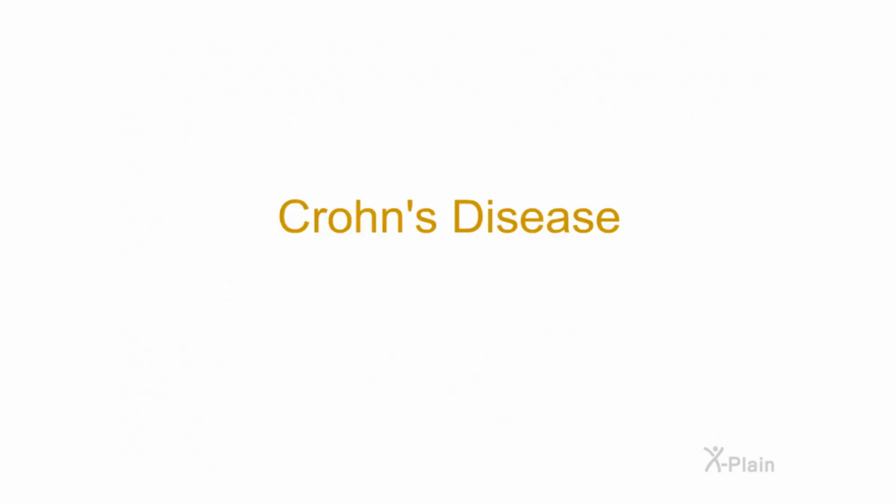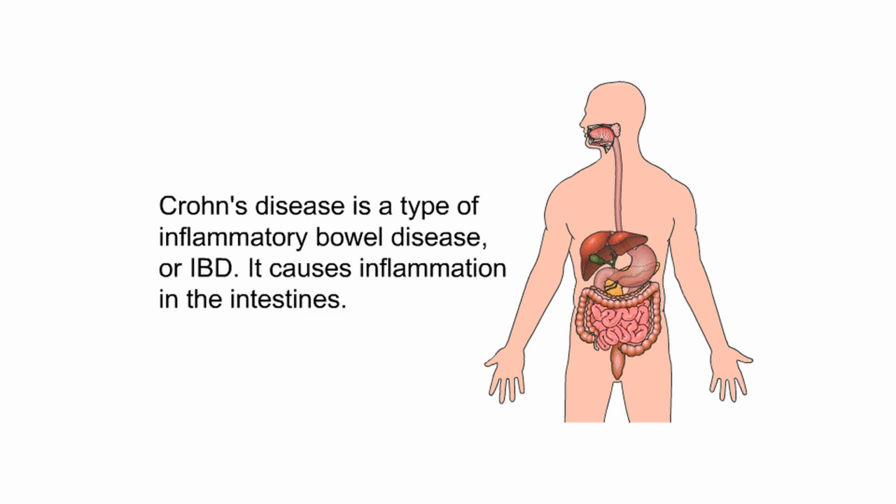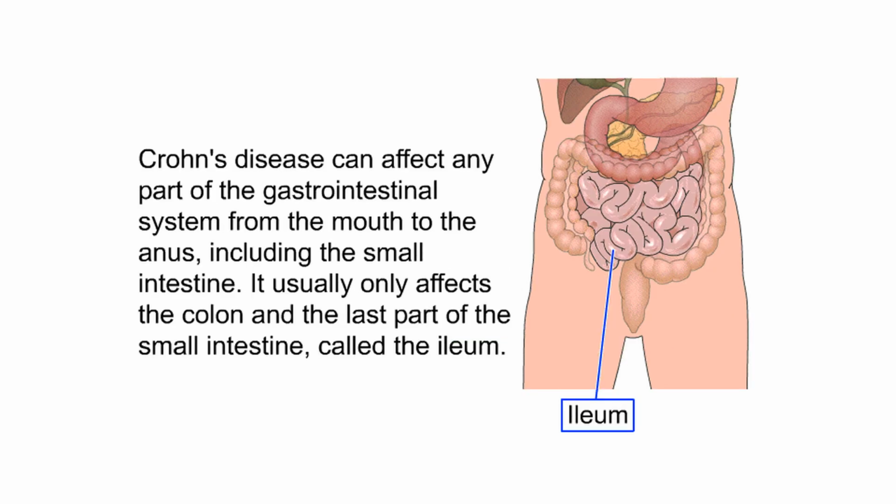Crohn's disease. Crohn's disease is a type of inflammatory bowel disease, or IBD. It causes inflammation in the intestines. Crohn's disease can affect any part of the gastrointestinal system from the mouth to the anus, including the small intestine. It usually only affects the colon and the last part of the small intestine, called the ileum.